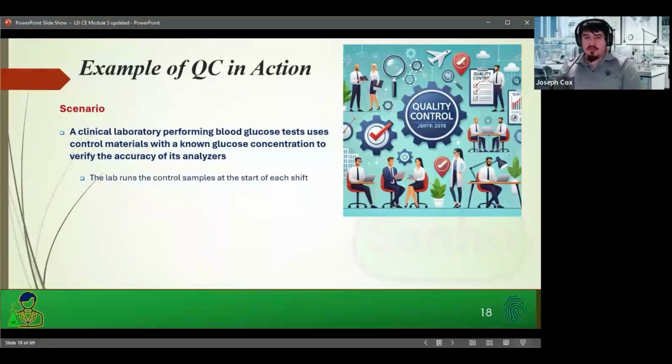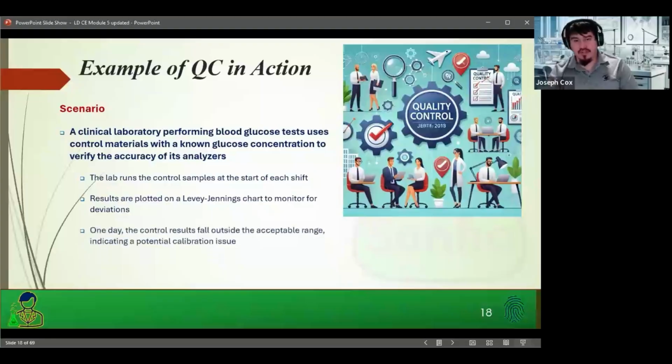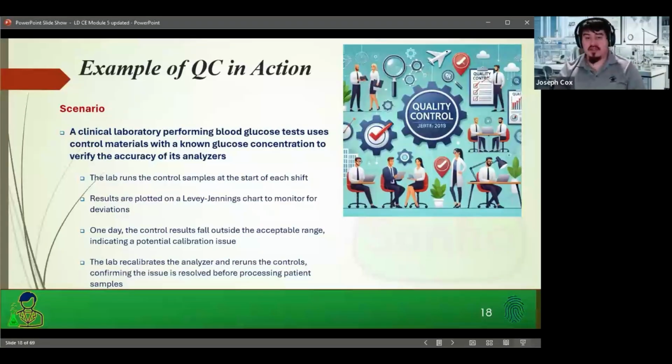The lab runs the control samples at the start of each shift. The results are plotted on Levey-Jennings charts to monitor for deviations. One day, the control results fall outside the acceptable range, indicating a potential calibration issue. The lab recalibrates the analyzer and reruns the controls, confirming the issue is resolved before processing patient samples.